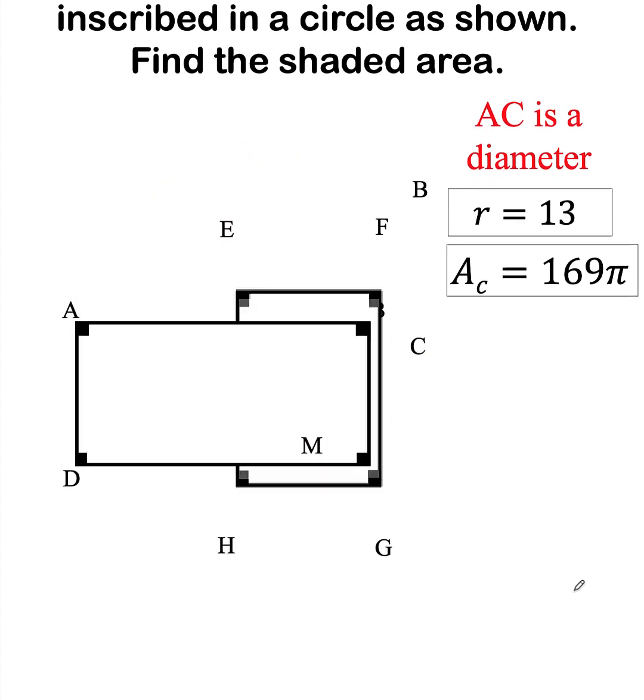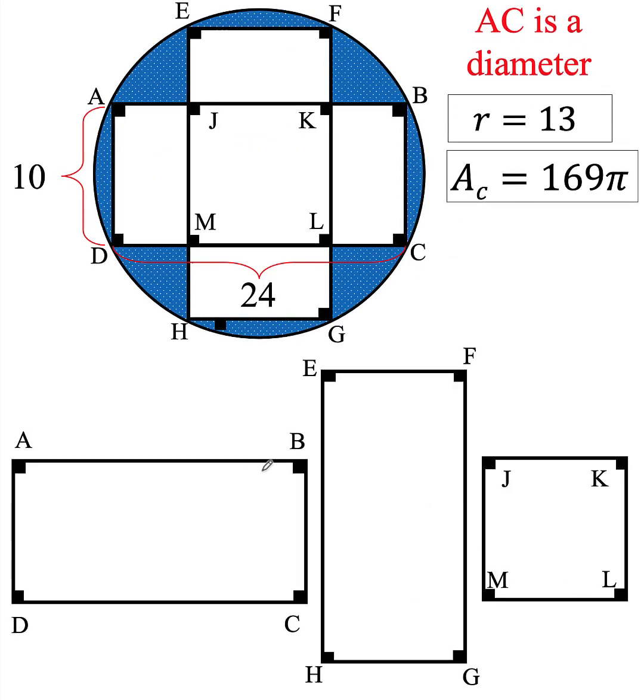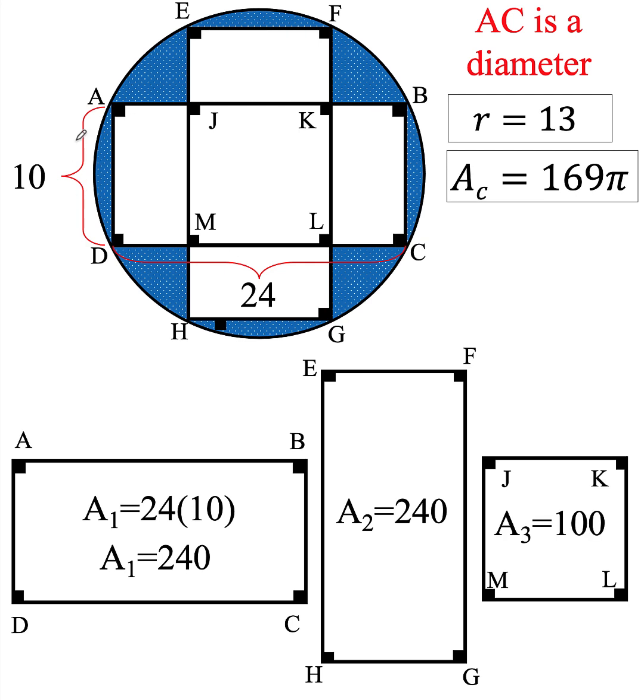The second step is to find the area of these rectangles. There are two rectangles, ABCD and EFGH, and their overlap is this square JKLM. What is the area of this first rectangle? It has a dimension of 10 by 24, so its area is 240 square units. The two rectangles are congruent, so the area of the second rectangle is also 240 square units. And the overlap is a 10 by 10 square, which has an area of 100 square units.